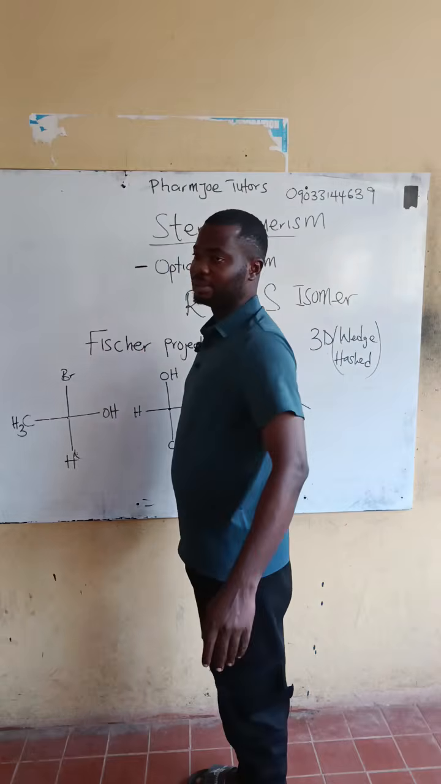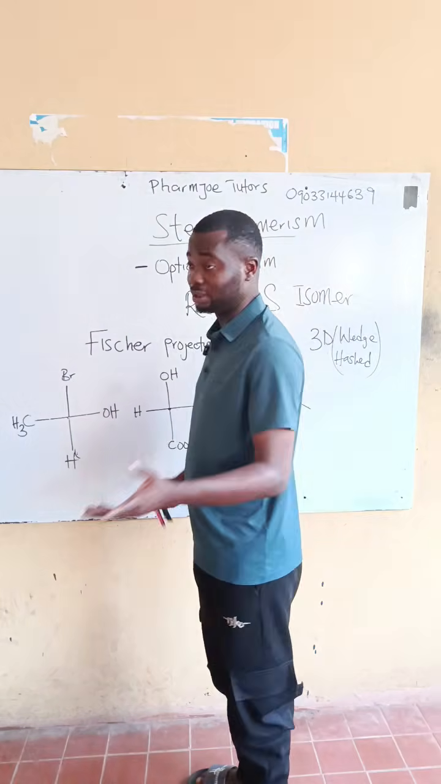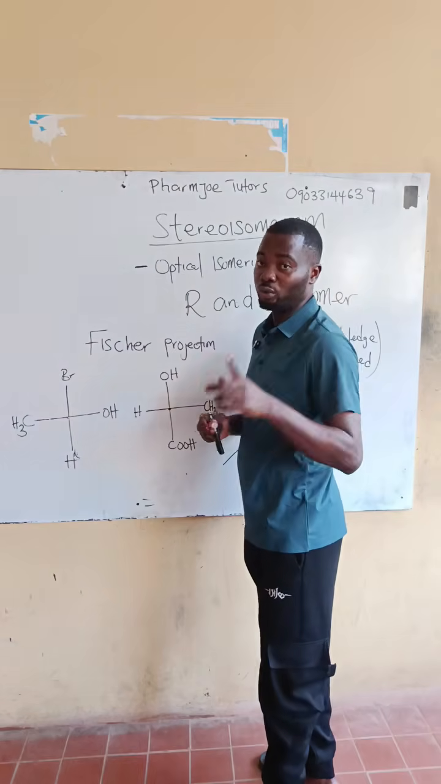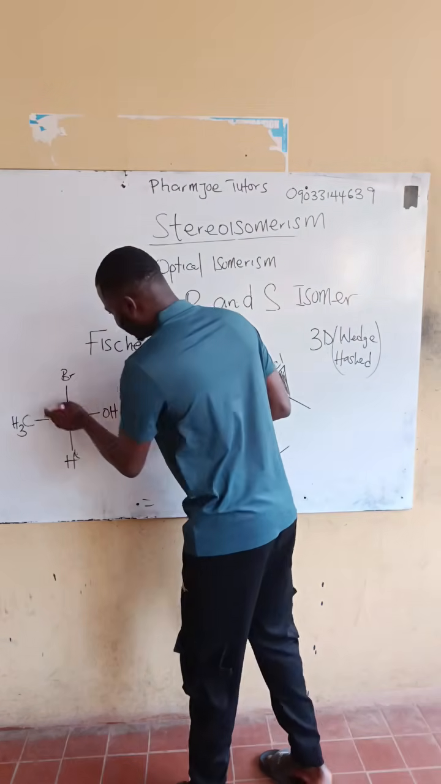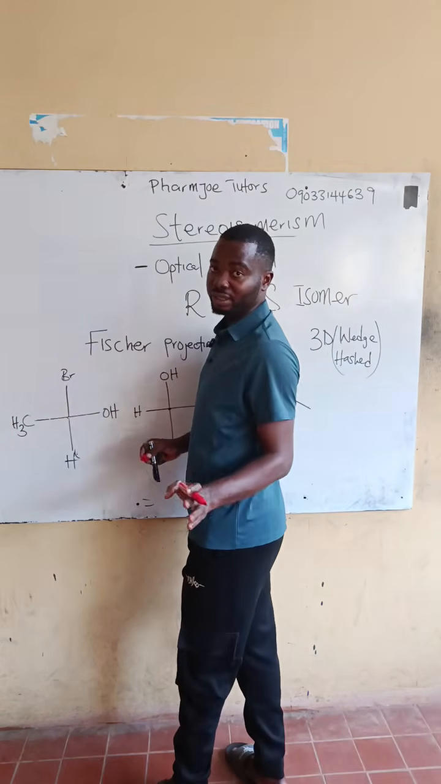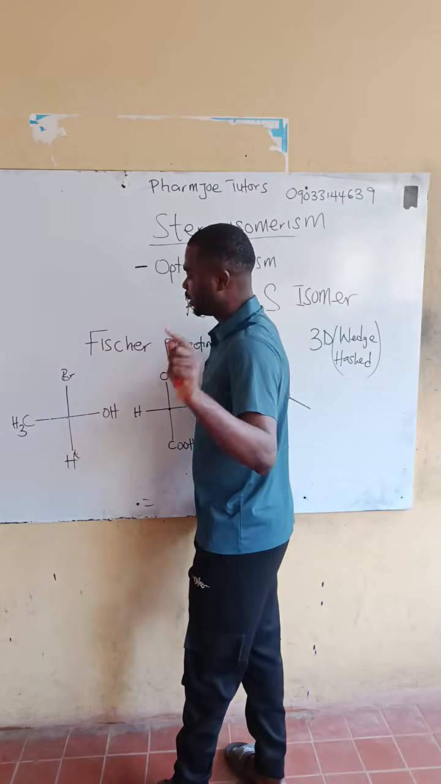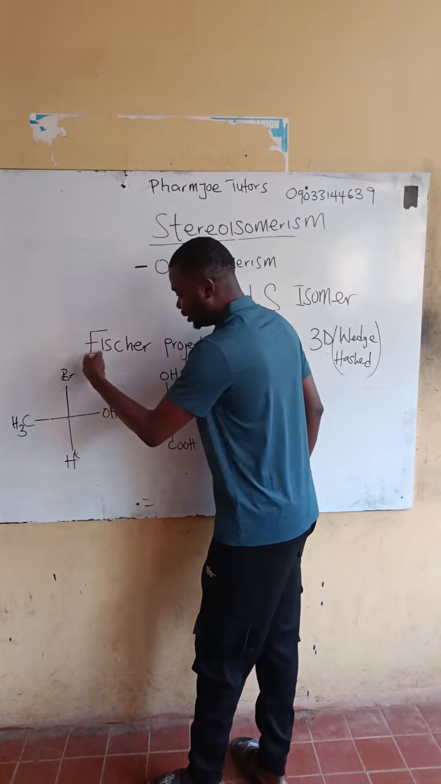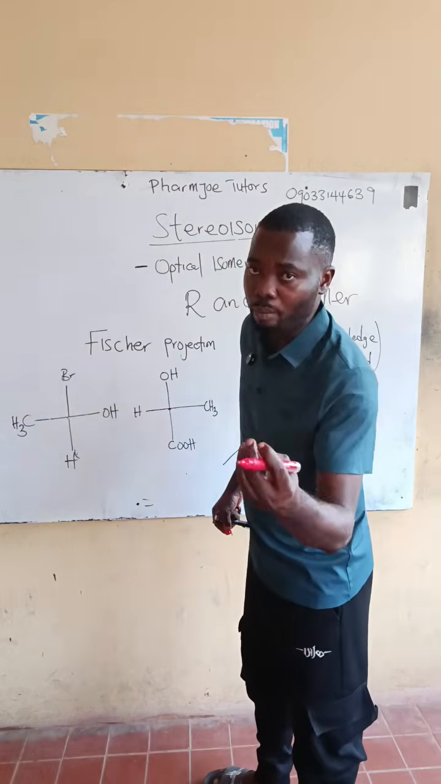Now, I want us to attempt this question. The rule is, firstly, you must remember your Cahn-Ingold-Prelog rule. So I'm dealing with Fischer's projection alone now. The first thing when you see questions like this is that you assign your priority rule. How do we assign priority following the Cahn-Ingold-Prelog rule? You give priority to the one that has the highest atomic number.